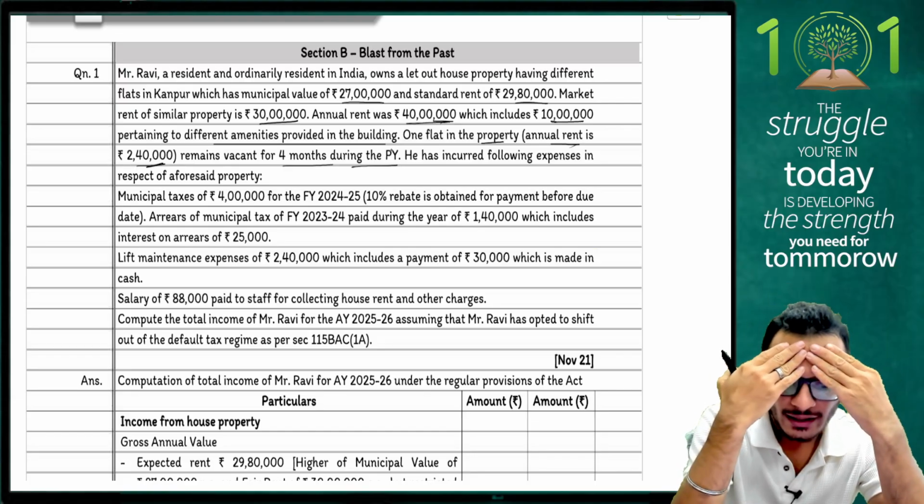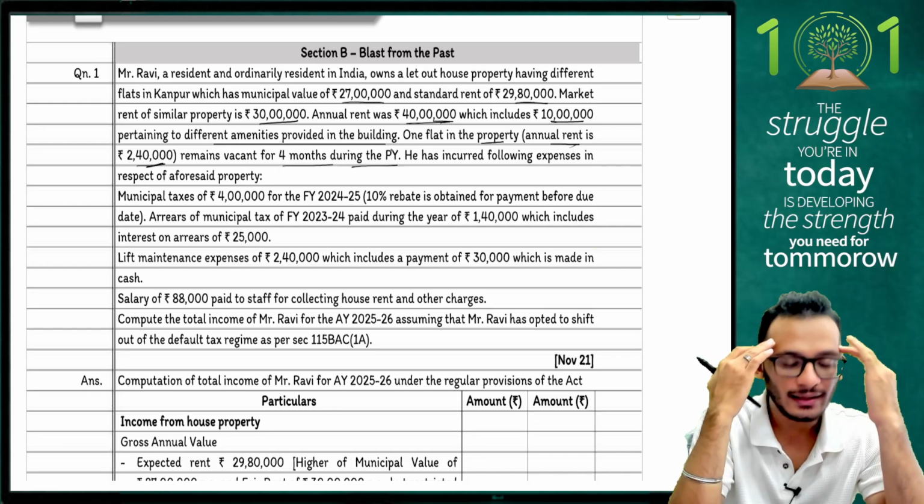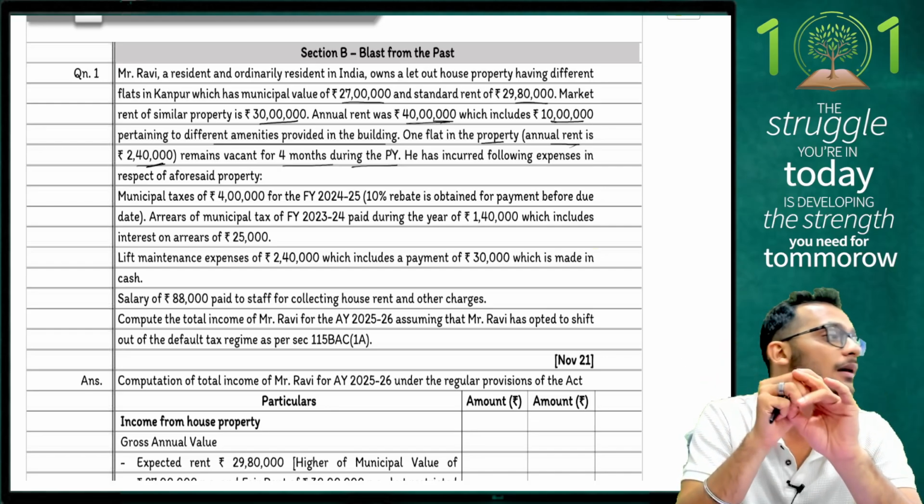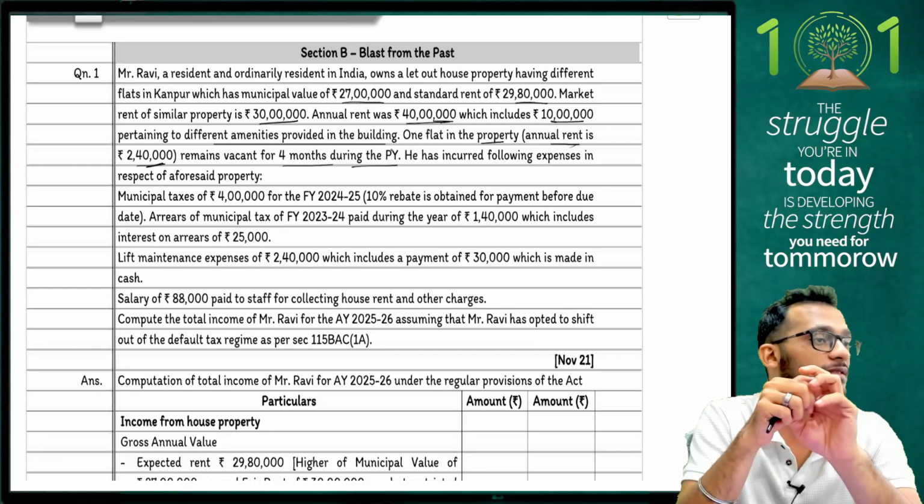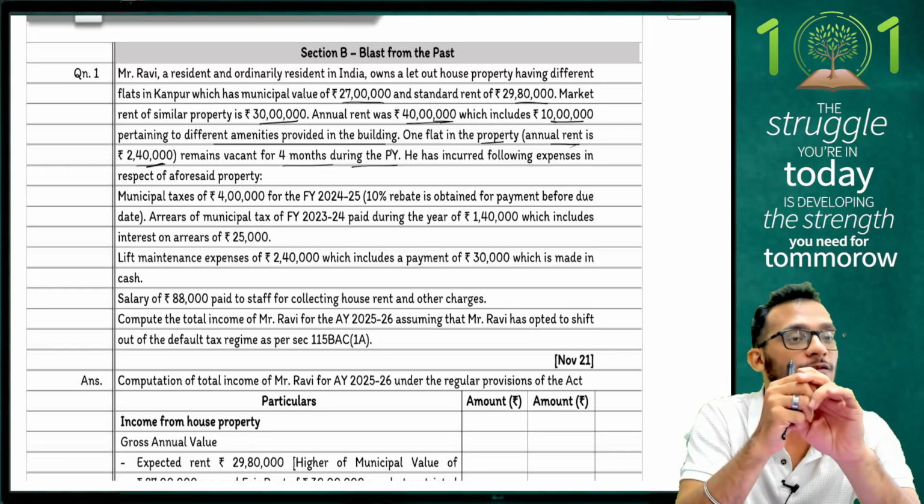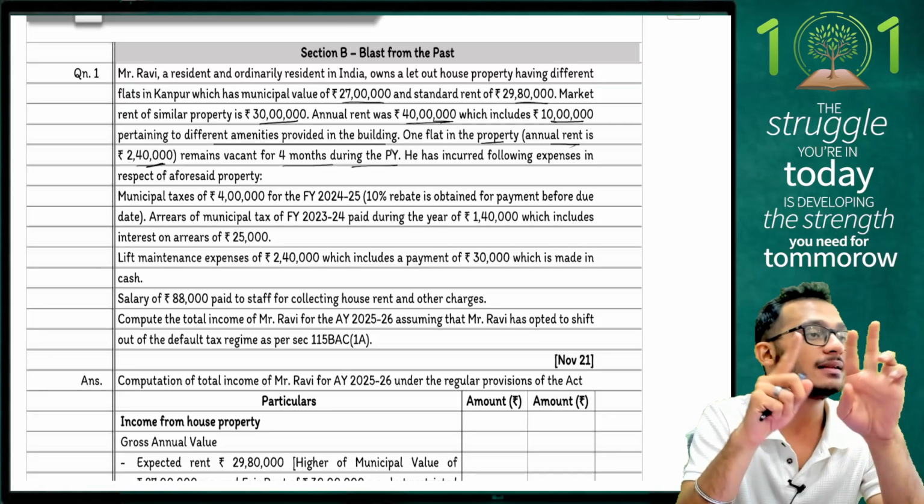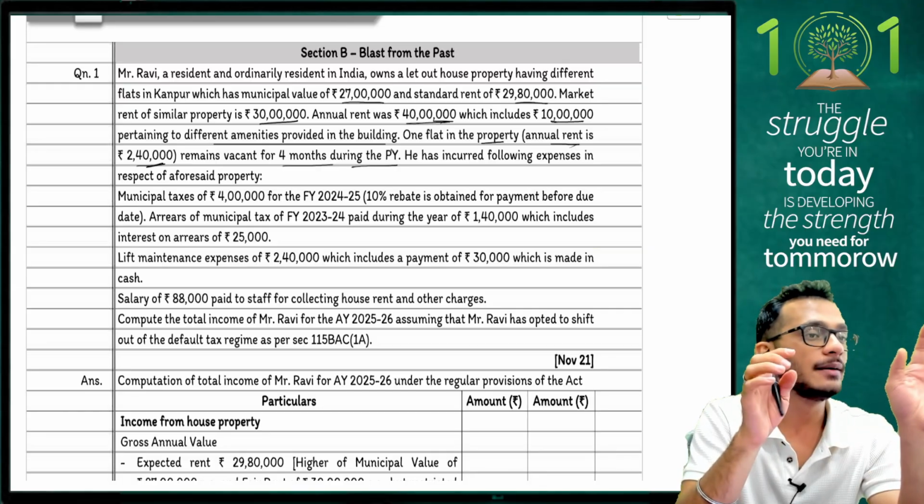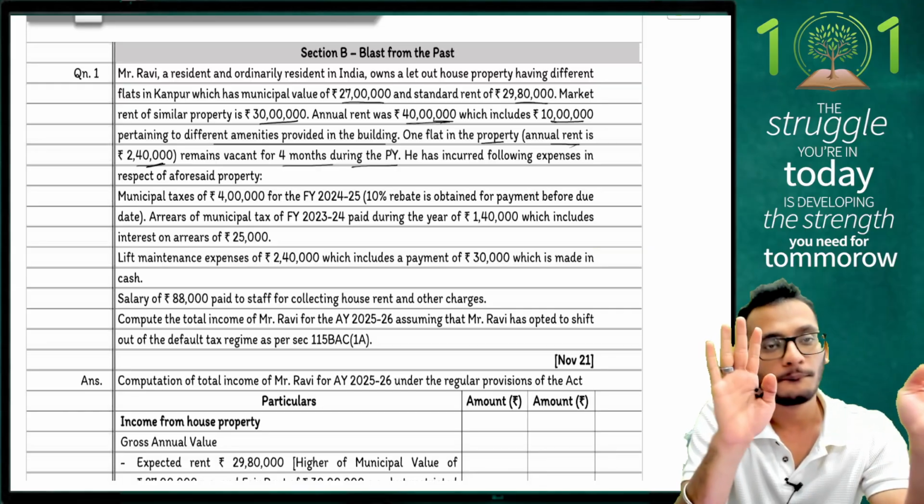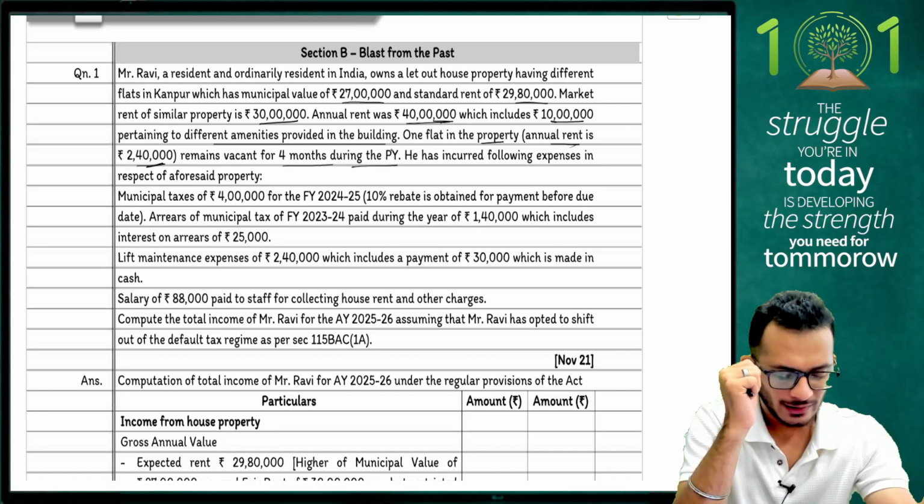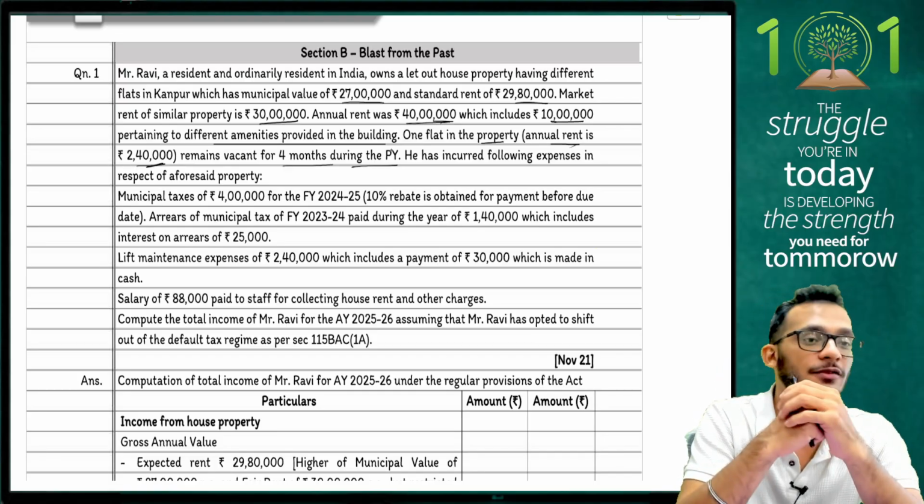It says salary of 88,000 is paid to a staff for collecting house rent and other charges. People, the 88,000 which I am paying to this staff, am I paying him for house, for amenities, for both? I am paying him for both, which means again this 88,000 will be split between the two. You agree with what I'm saying? Yes. Question says compute the total income assuming Ravi has shifted out of default tax regime.